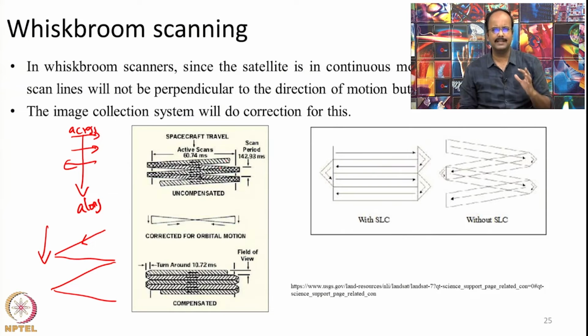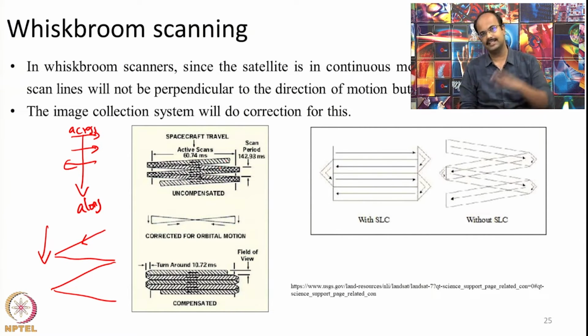So, there must be some sort of correction mechanism, because the satellite is continuously moving like this, but finally when we get an image, we get a proper image with all the pixels in its space. So, essentially some sort of image correction has to be done to convert this non-perpendicular scanning geometry into a proper image. We call it a scan line correction. Okay.